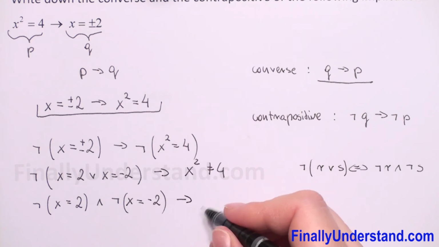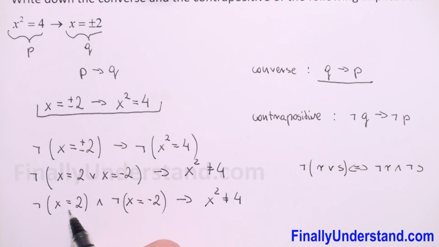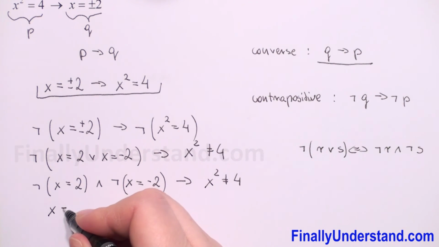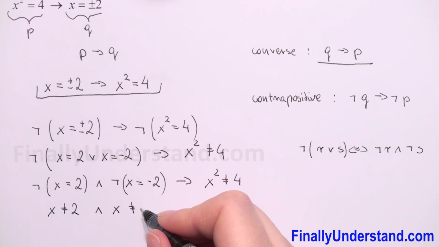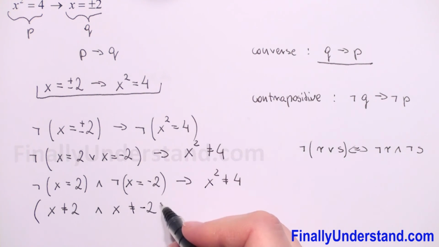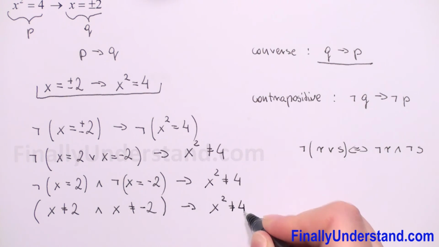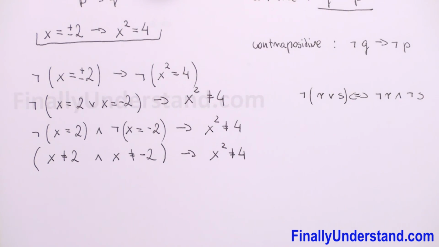And this implies x squared is different than 4. When we have the negation of the equation x equals 2, we will have x is different than 2 and x is different than negative 2. We can put this whole expression in parentheses because this conjunction implies that x squared is different than 4. This is our contrapositive of our implication p implies q. This is my solution.